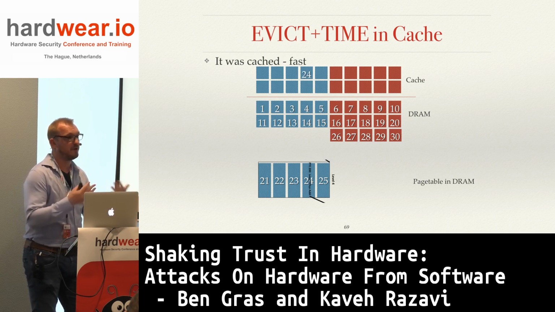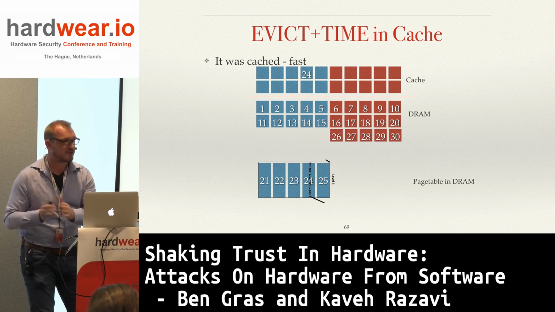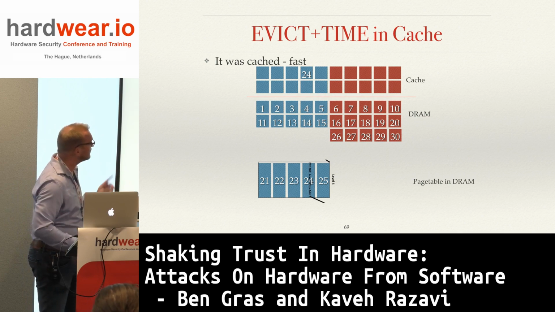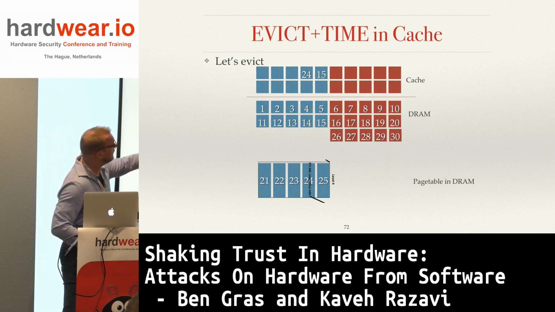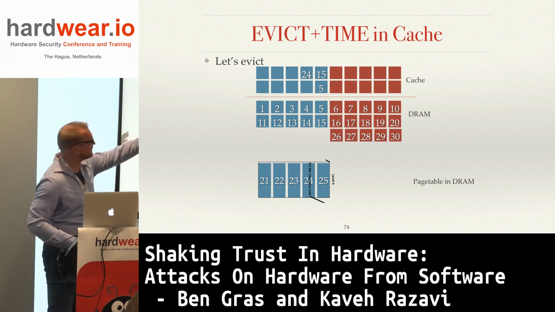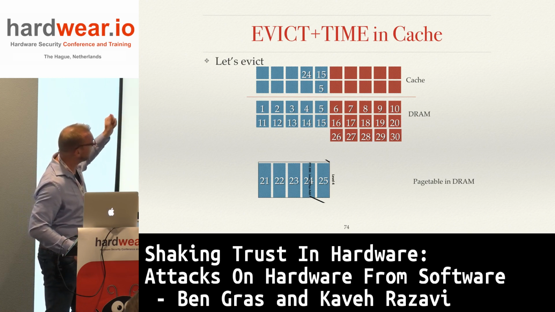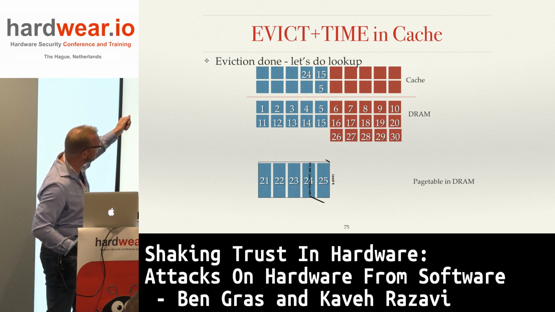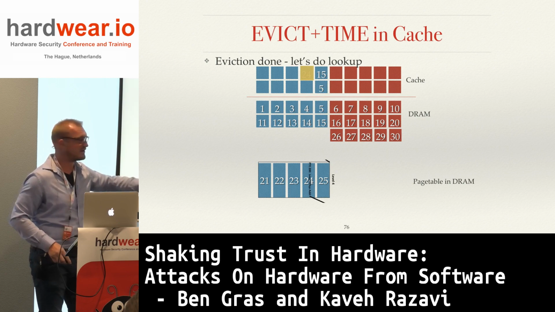Because we don't know this from the program, let's try and find out which eviction set I have to touch to slow this operation down. So let's try eviction set number 5 first. We access it. That cache set is evicted because it's filled with our eviction set. Let's try the lookup again. Come on, CPU, do the lookup for us. It's still cached, it's still fast. So we know, okay, we did not slow the process down.